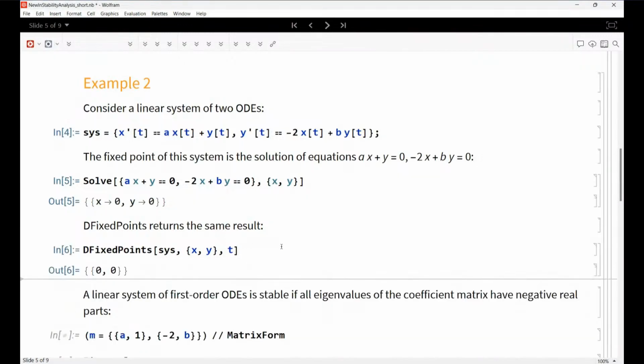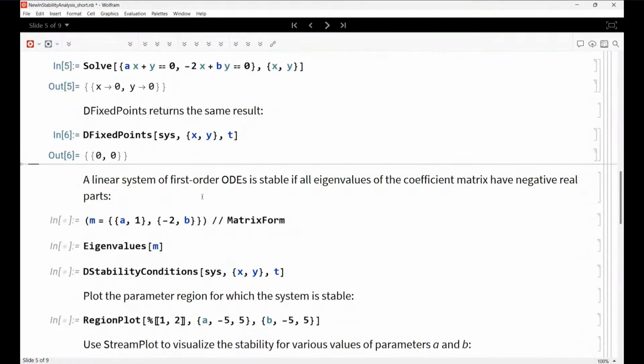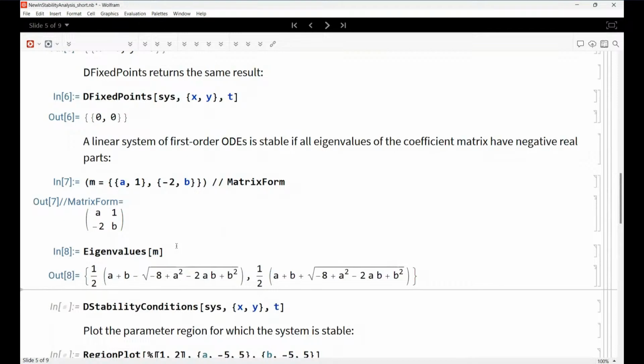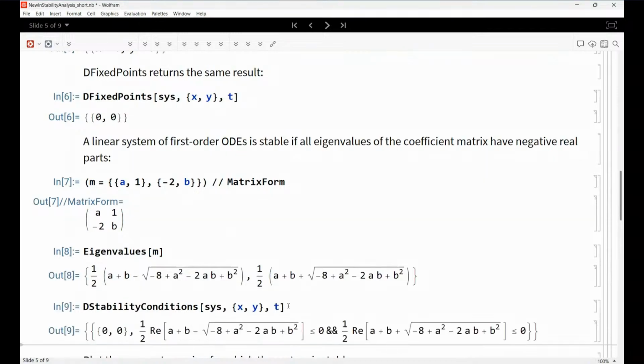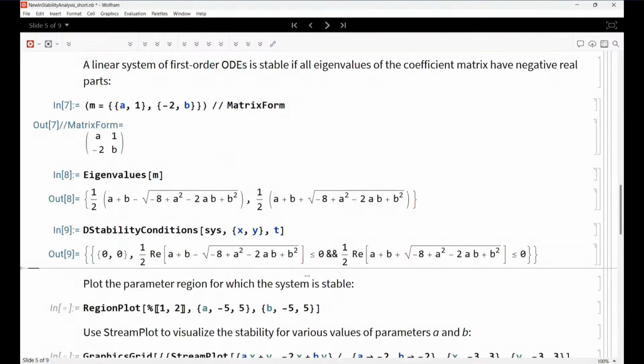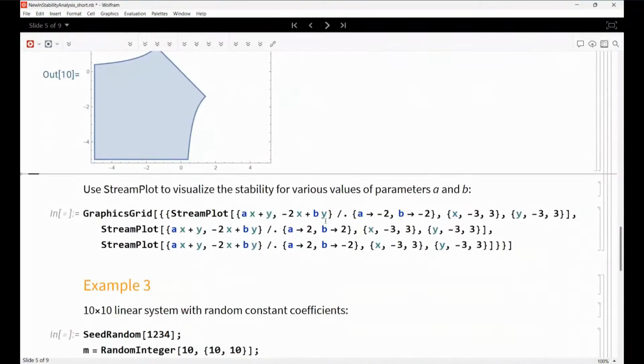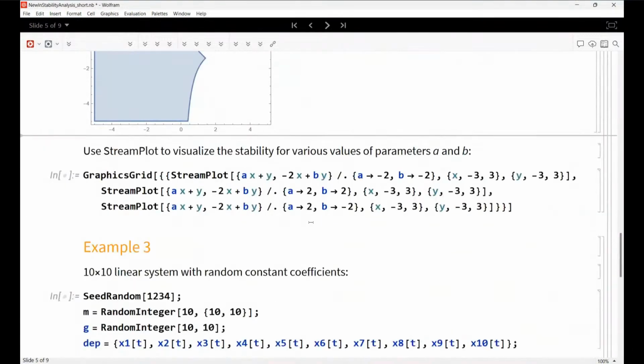A linear system of first order differential equations is stable only if all eigenvalues of its coefficient matrix have negative real parts. In this case, the coefficient matrix is M, and we have the following expression for its eigenvalues. So StabilityConditions will return the following condition for stability for this fixed point. Now we can plot the parameter region for which the system is stable using the RegionPlot function, and we can use the StreamPlot function to visualize stability of the system for various values of parameters a and b.